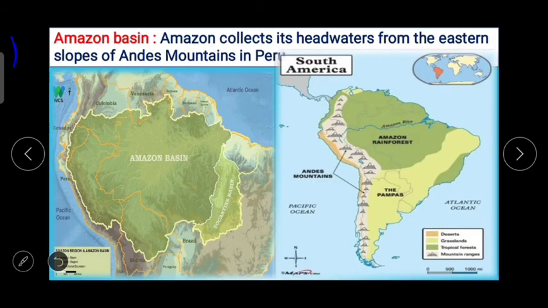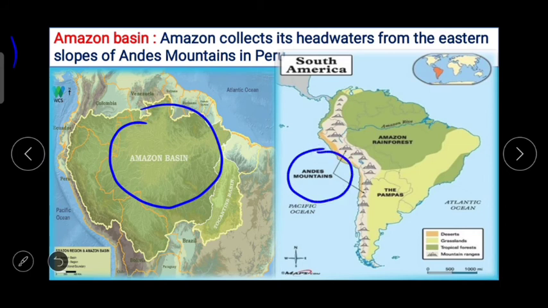Now here on the screen, Amazon basin. Amazon collects its headwaters from the eastern slopes of the Andes mountains in Peru. Here on the screen in the image you can easily understand this basin, the Amazon basin, and here are the Andes mountains. If you go through this map, you can easily understand how these mountains supply its headwaters.